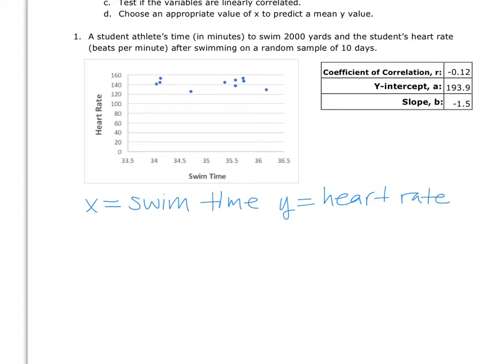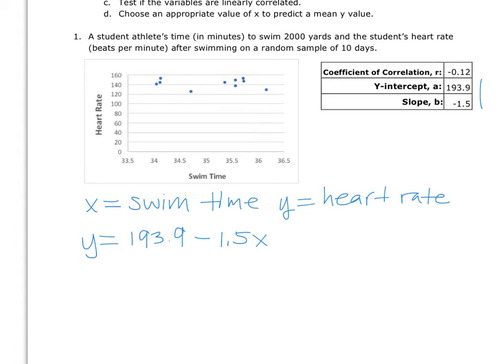The first thing we want to do is write down the linear regression equation. So we have y equals, and up here we've got the y-intercept and the slope. We get 193.9, and then the slope is negative, so that's minus 1.5x. That's just a matter of plugging in the y-intercept and the slope to get that equation.